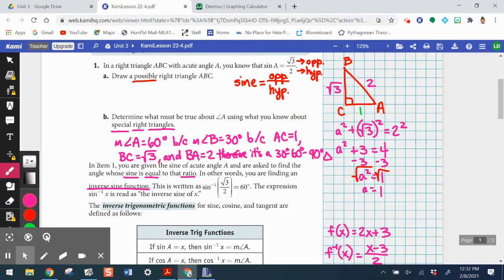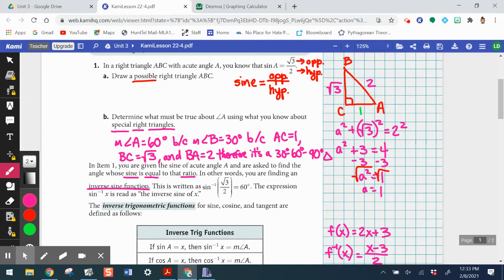So now that that's fixed, I realized that it was a 30, 60, 90 because of these three measurements. Therefore, angle B had to be 30 degrees. Angle A had to be 60 degrees because it's a right triangle. And remember, angle B and angle A have to be complementary angles. So once I knew angle B was 30 degrees, because it was opposite of this short leg, angle A had to be 60 degrees.